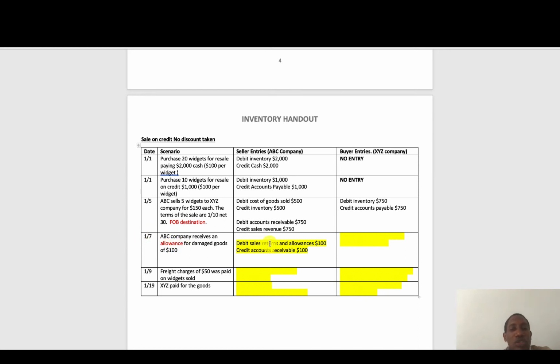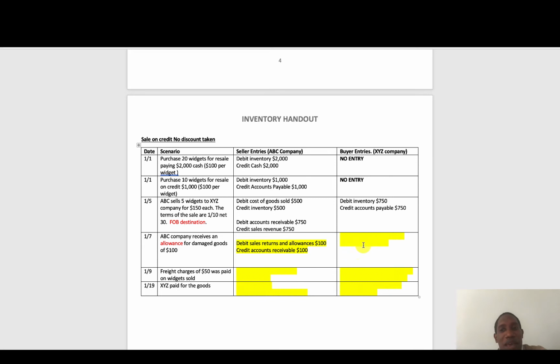So with an allowance, for the seller, you only debit sales returns and allowances and credit accounts receivable. You do not adjust cost of goods sold. You do not adjust inventory because there's no impact there. That stays the same. Inventory, remember, is the cost you incurred to buy the items. That doesn't change. And cost of goods sold is moving that cost from inventory to the income statement, so that doesn't change either. So whenever you have an allowance, you debit sales returns and allowances, and you credit accounts receivable.